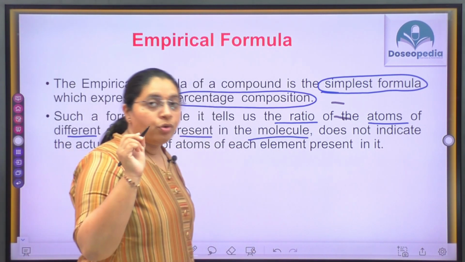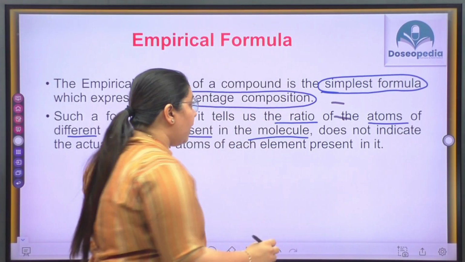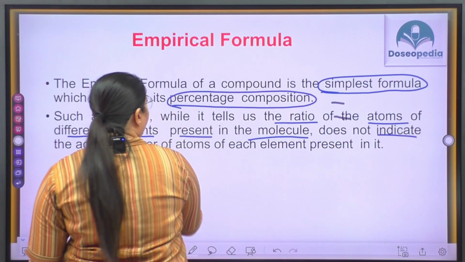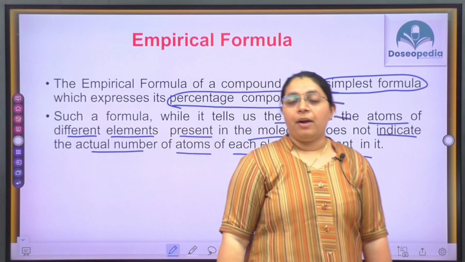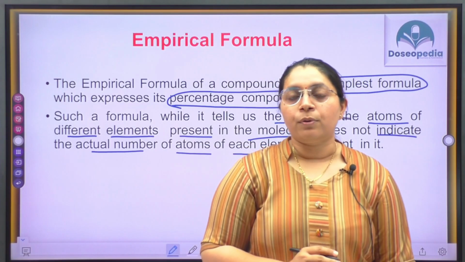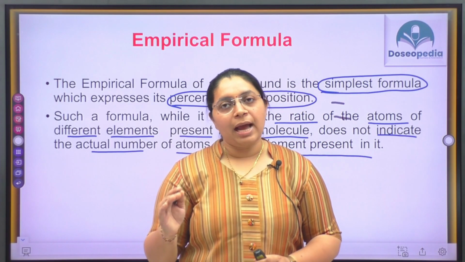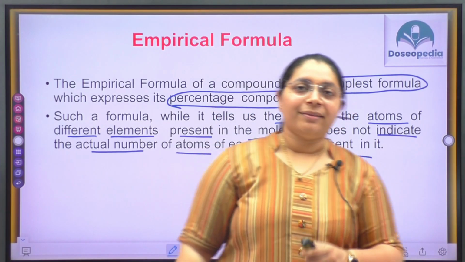So it will not tell us the actual number of atoms of each element present in it, students. But what will it tell us? Just the percentage composition, the percentage ratio of all the elements which are present in the specific organic compound, okay?